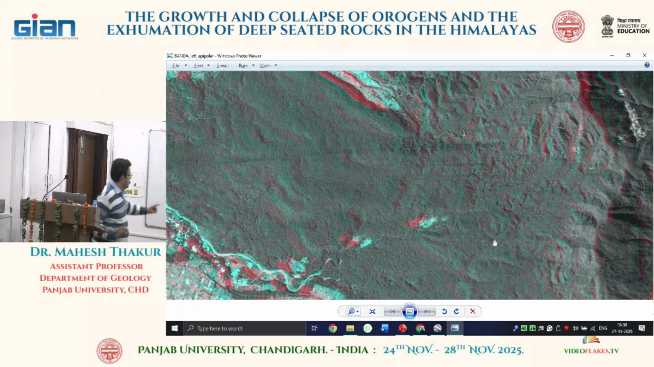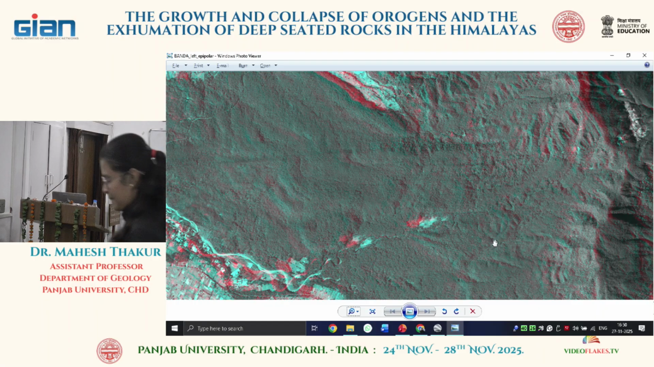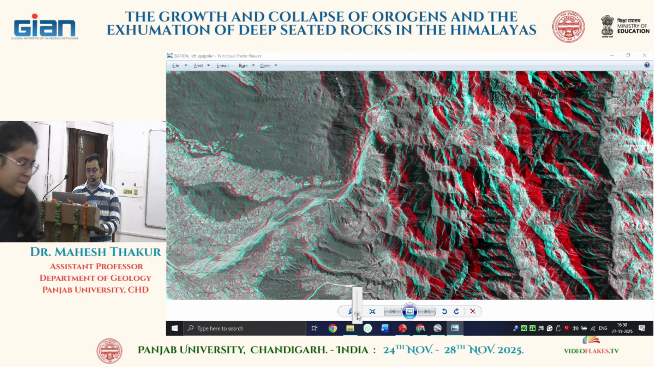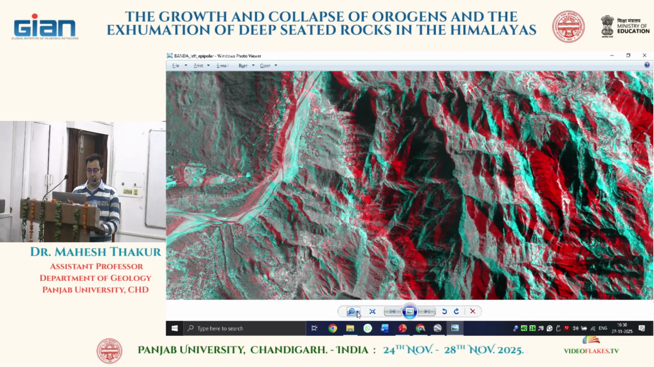You see, are you able to see this line? You see this line here? This line is there, and this small rivulet is shifting. So basically, when I was telling you, right? I was telling you that we have put a trench across a Yamuna Tear fault.